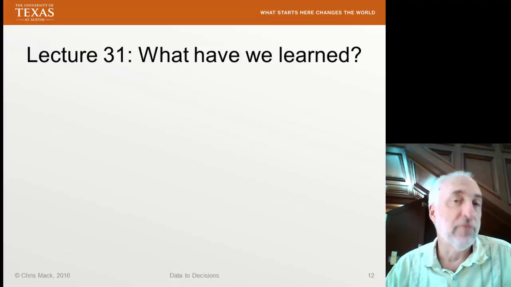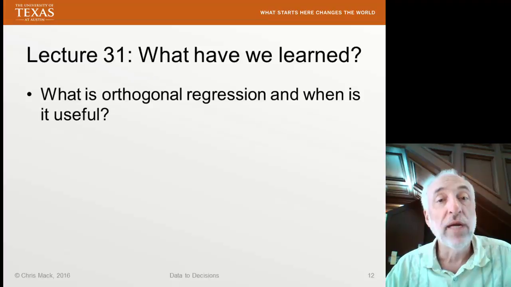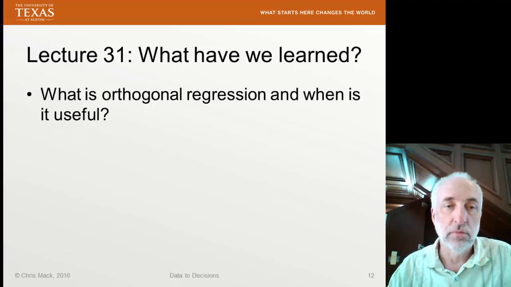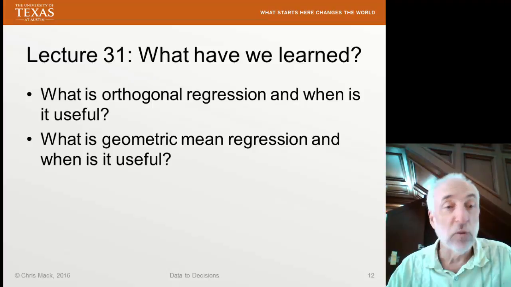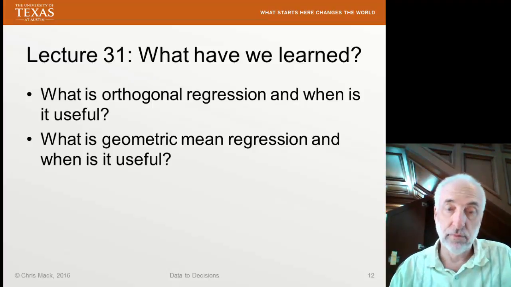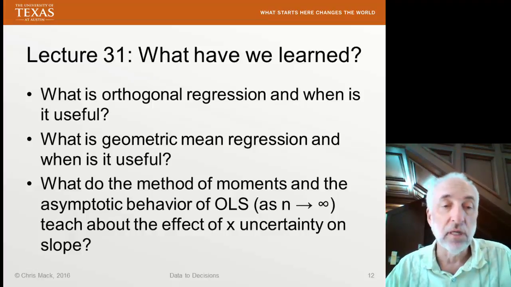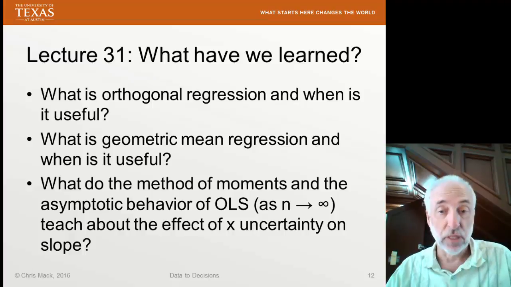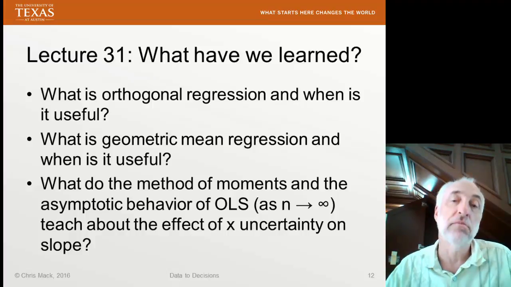All right, what have we learned in Lecture 31? First, what is orthogonal regression and when is it useful? What is geometric mean regression and when is it useful? And finally, what do the method of moments and the consistency measure, the asymptotic behavior of the OLS as n goes to infinity, teach us about the effect of x uncertainty on a slope or a straight line model?